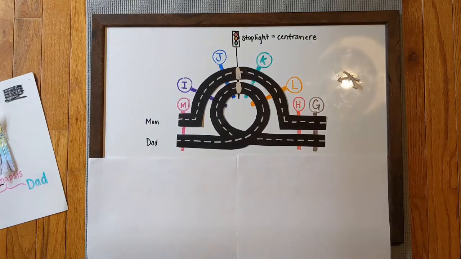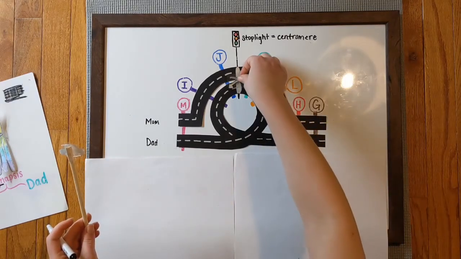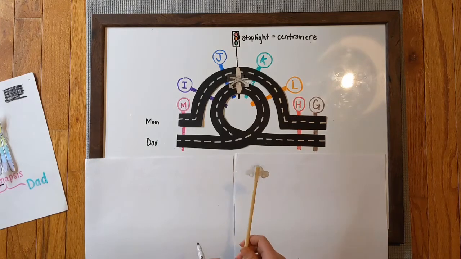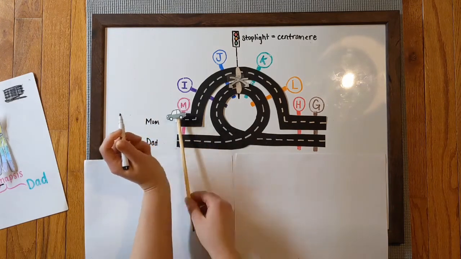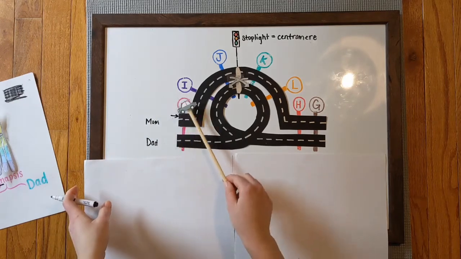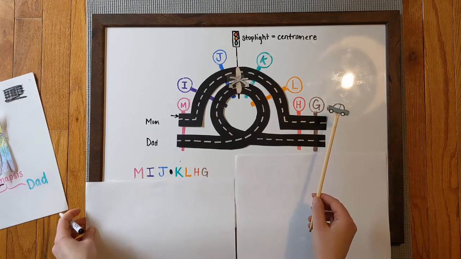Now, a way to show this is by going over how the mother's DNA and the father's DNA can include a crossing over event. So if we go down the mother's first strand of DNA, we can see it encodes for MIJKLHG, which is shown here.